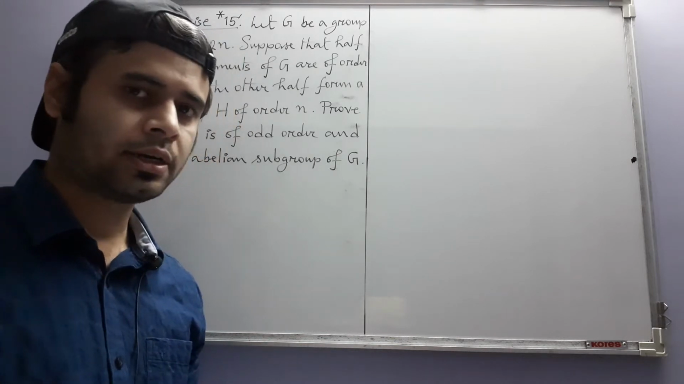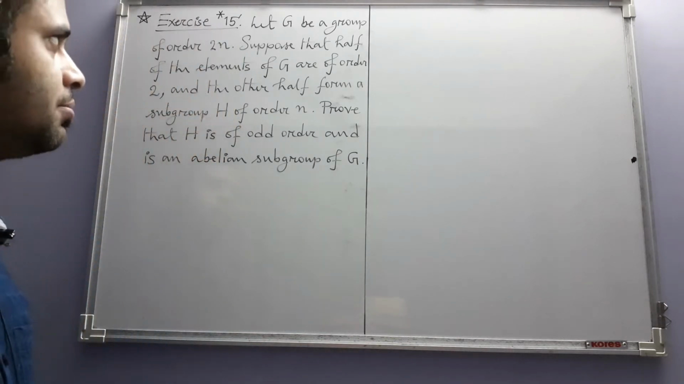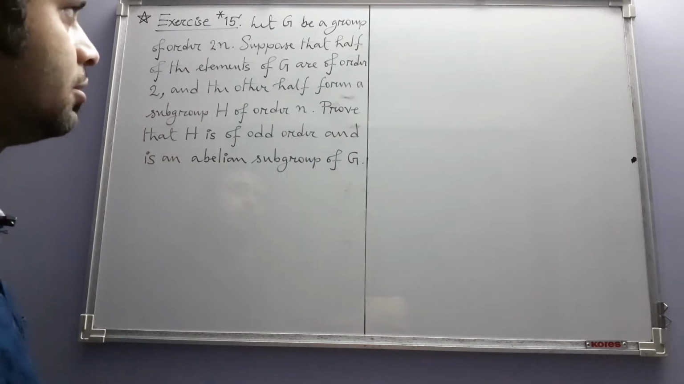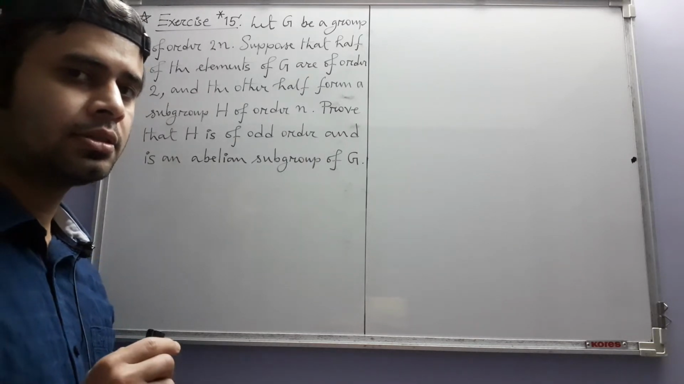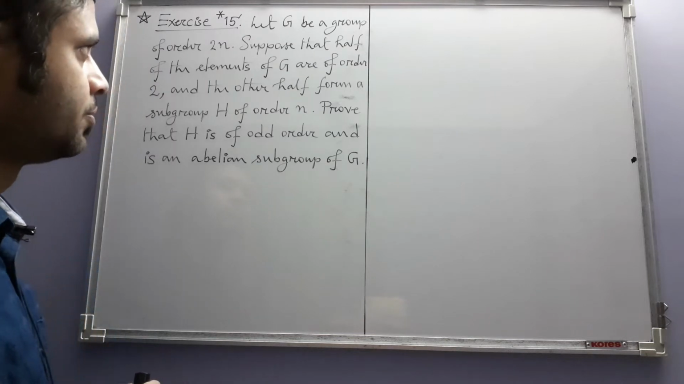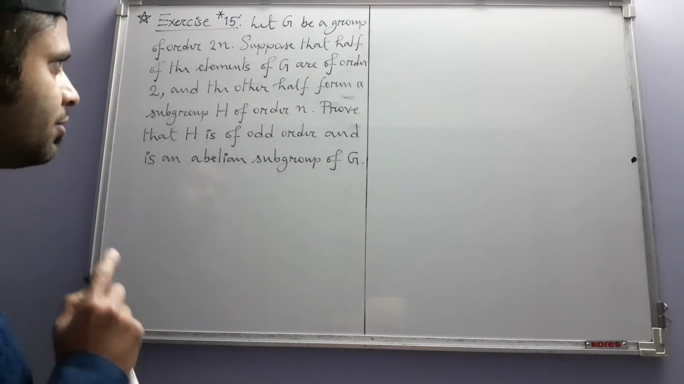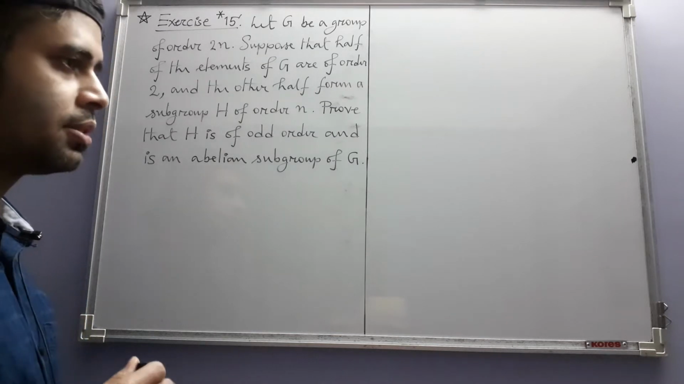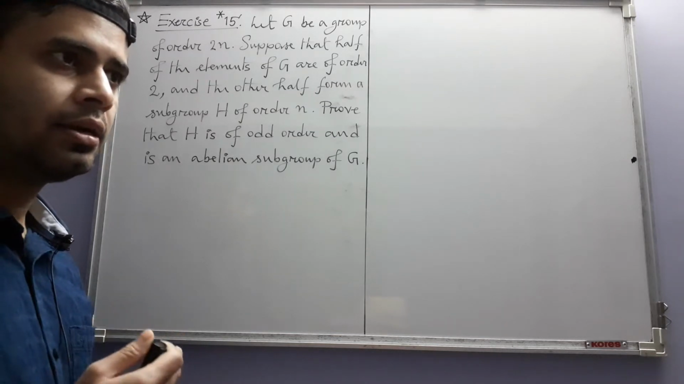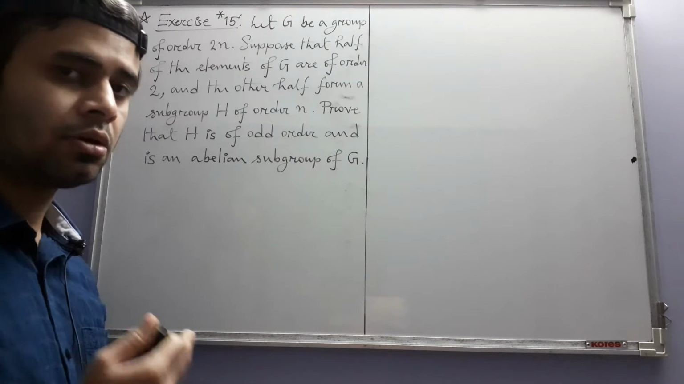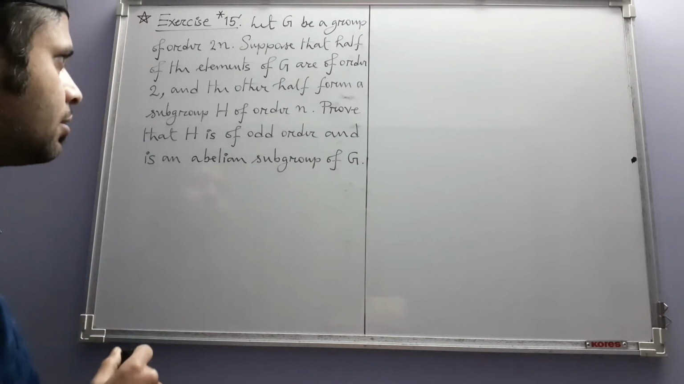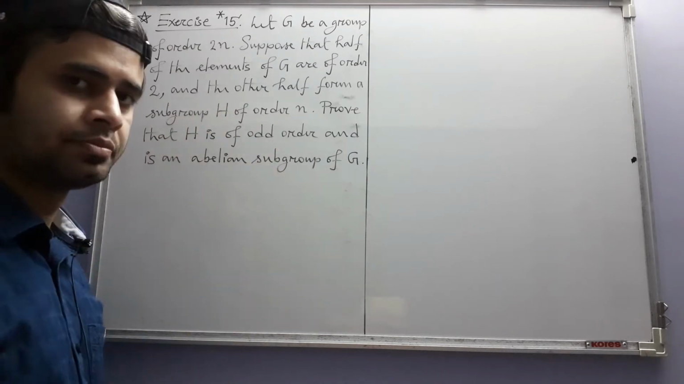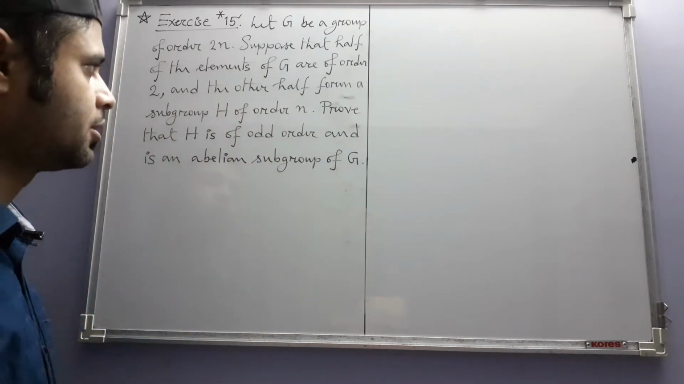Right, so let us continue with our automorphism exercises. Now here we are given a group G of order 2n. G is a group of even order, and it is given that half of the elements of G are of order 2. That means there are exactly n elements in G of order 2, and the other half forms a subgroup H, which of course is of order n.